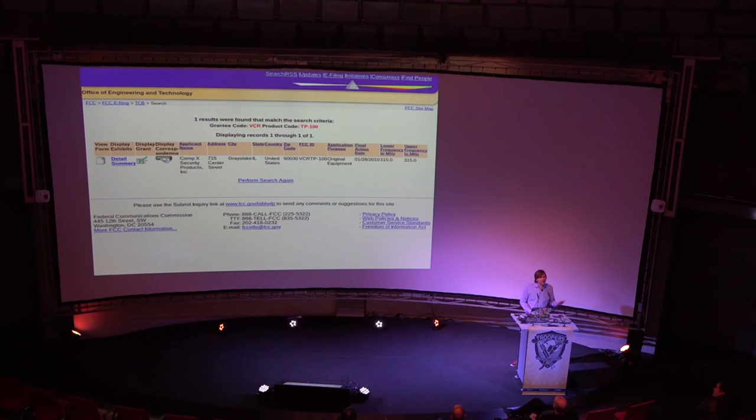So that tells me exactly what frequency I should start my search on, and it just saves me some steps of having to hunt around and figure out what frequency this is. So I'm going to skip all the other things that I could learn from this filing and just take that one piece of information, that 315 megahertz.